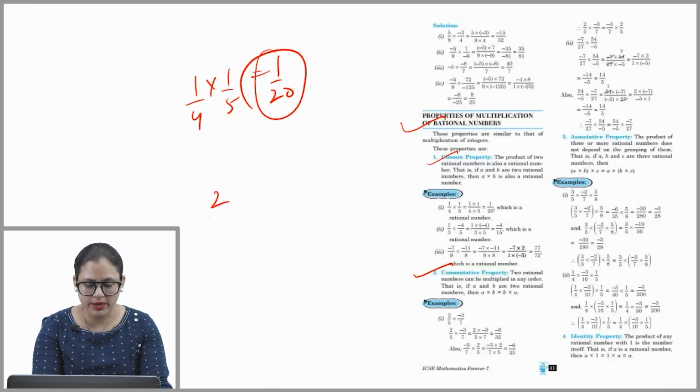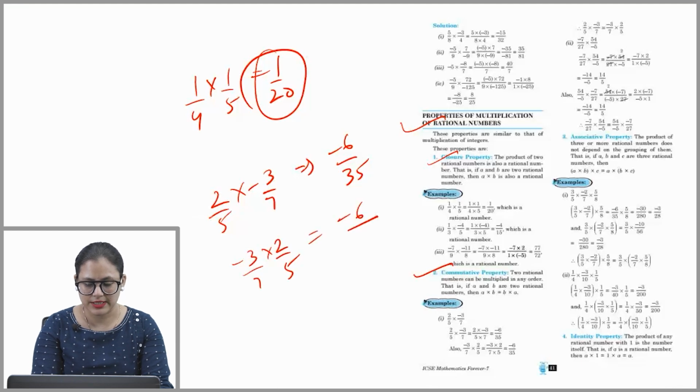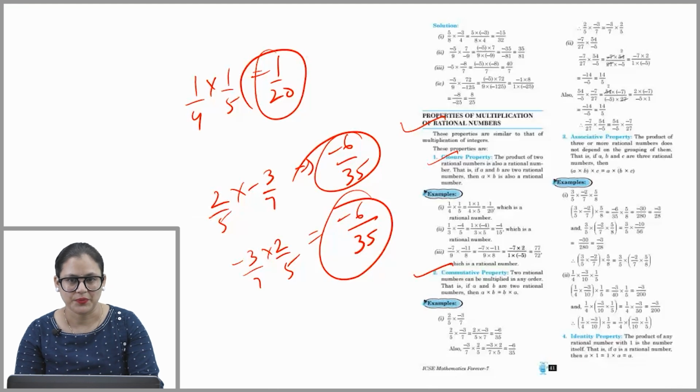For example, minus 2 by 5 into 3 by 7 is what? Minus 6 by 35. Or if we change the order, 3 by 7 into minus 2 by 5 is equal to minus 6 by 35. Okay, so in both the cases, we'll get the same answer, right?